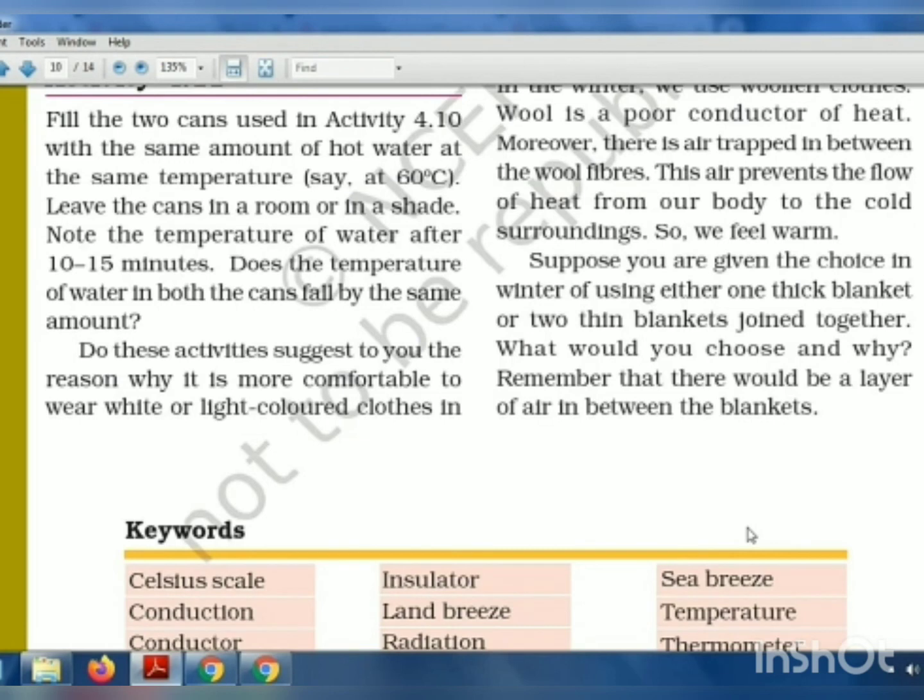That is, in the daytime sea breeze occurs and in the night time land breeze occurs, mostly in the coastal areas. Then we saw the last topic about why we wear light colored clothes in summer season and dark colored clothes in winter season. Because light color reflects the heat and dark color absorbs the heat. So I hope you all have understood the chapter clearly.